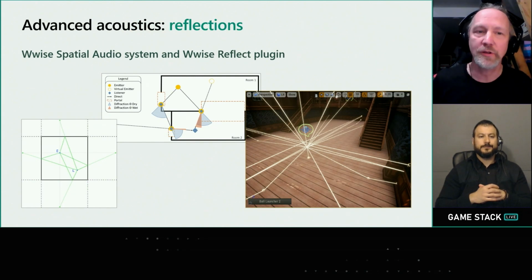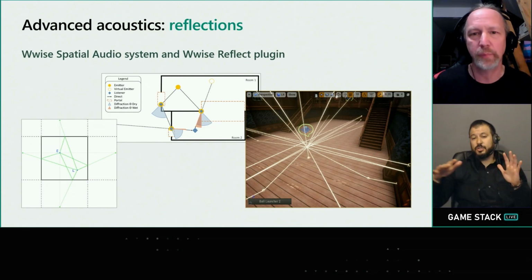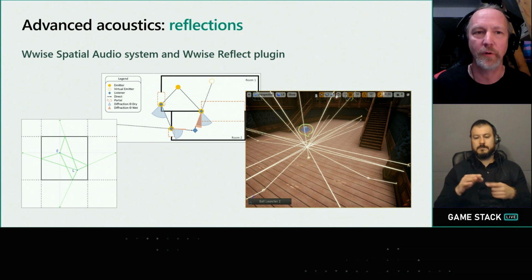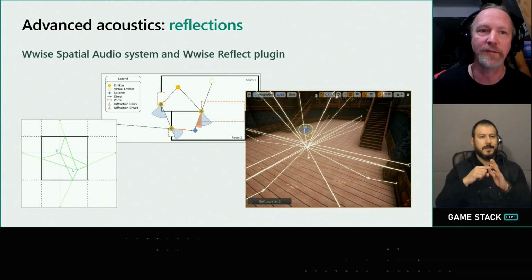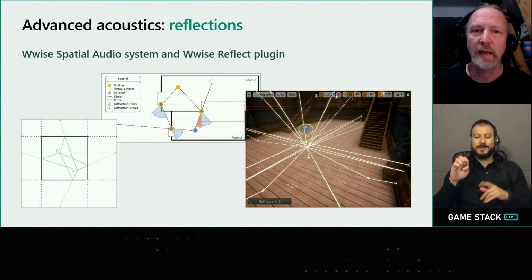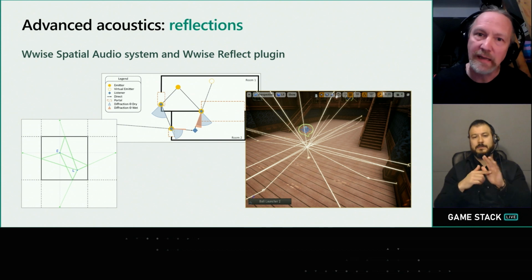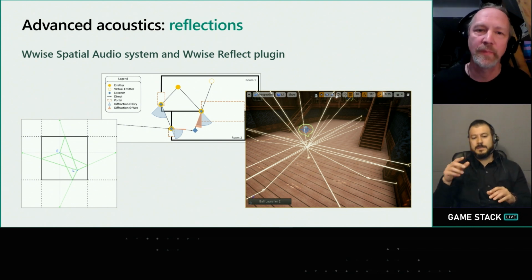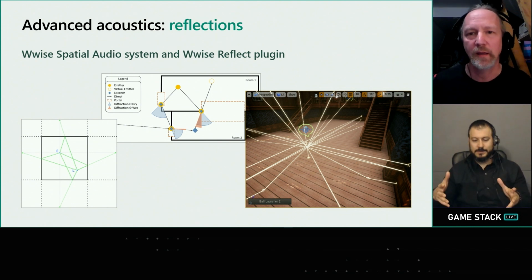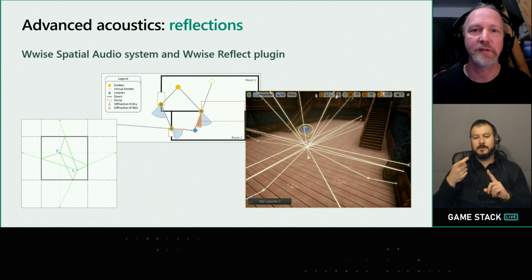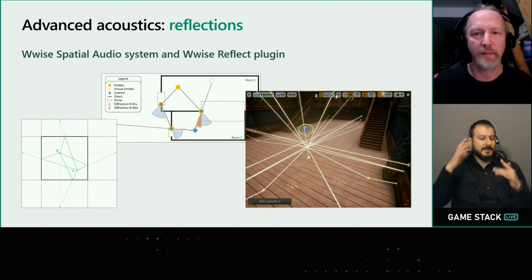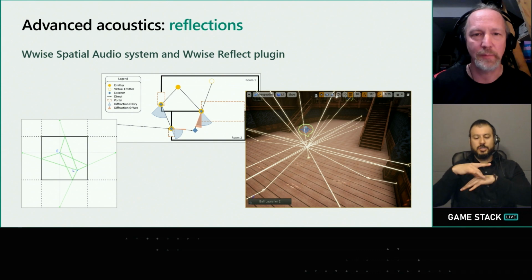For reflections, there are existing plugins and tools out there. For example, Audiokinetic's Wwise Spatial Audio system and their Reflect plugin is a great example of a system that takes in the game geometry and automatically plays reflections of sounds based on the geometry that the game has fed to it.